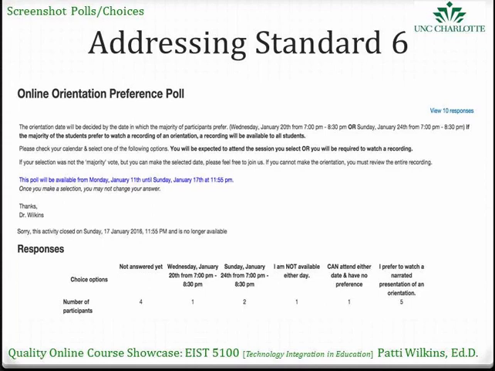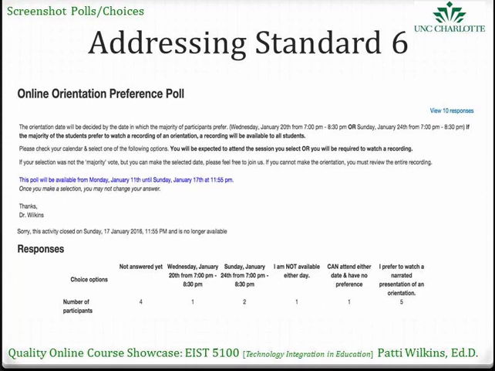The 2 essential standards are standards 6.1 and 6.2. So here is a poll. I asked the students, because most of them are taking online courses because their schedules are so varied, how they would like to participate in an orientation. They can either pick a Wednesday night, a Sunday night, they're not available either day, they can attend either day, or they prefer to watch a presentation orientation. So this is where you're meeting the needs of your learners.